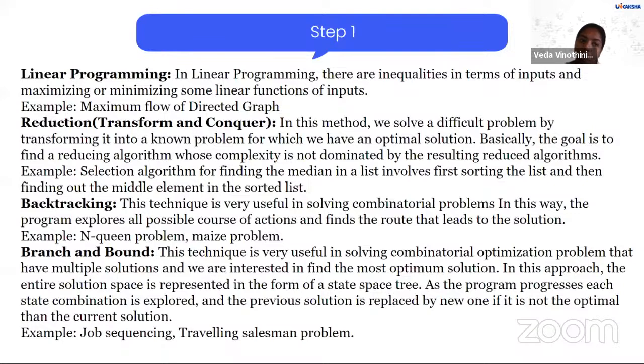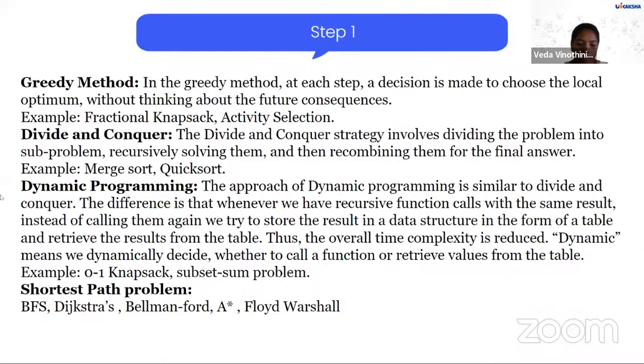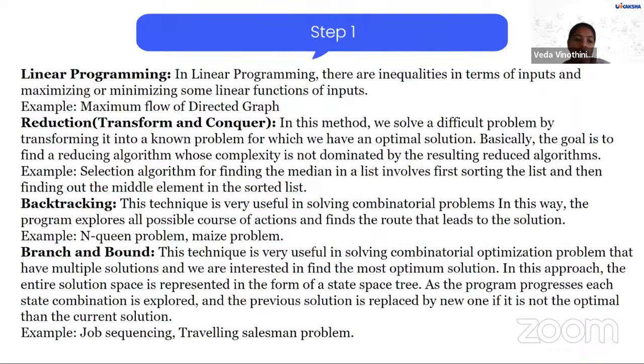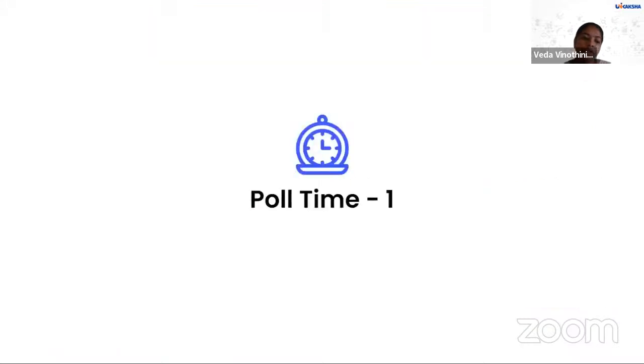So out of all these algorithms, the shortest path algorithm is one of the important ones. I will just give a review of that once again: breadth first, Dijkstra's, Bellman-Ford, A star, and Floyd-Warshall. And after that, backtracking is also one of the important algorithms you always want to know. Okay, guys.